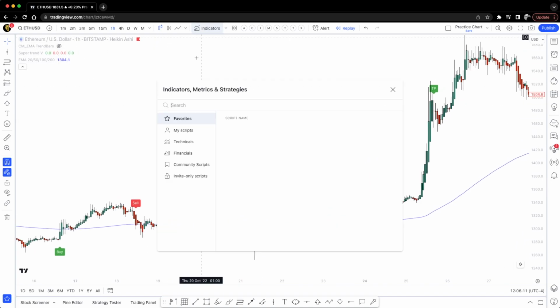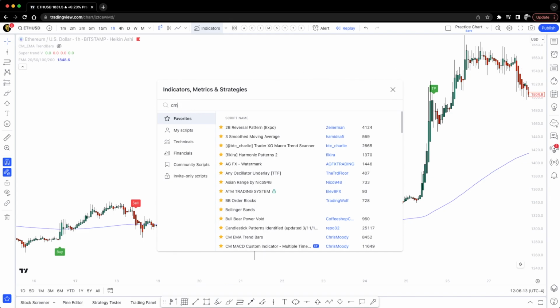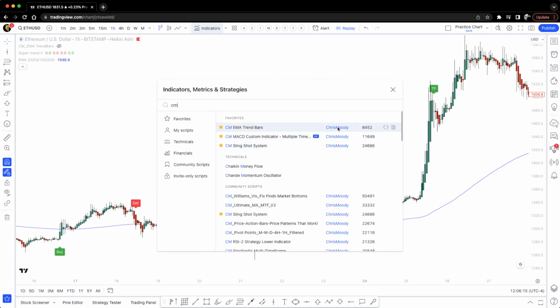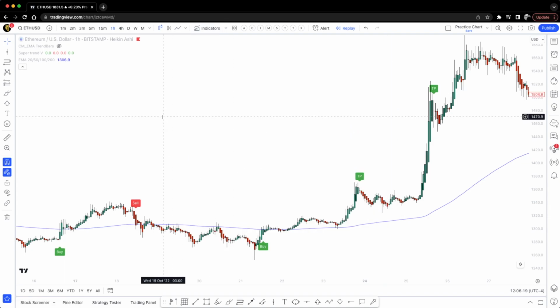You can actually find them just like that. CM, this is the one. Chris Moody is the creator, right? But at the moment I just uncheck it. Now I have it as it is right now. I'm using the 200 just right there.